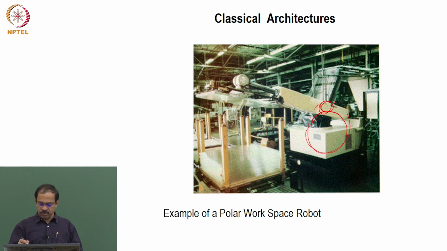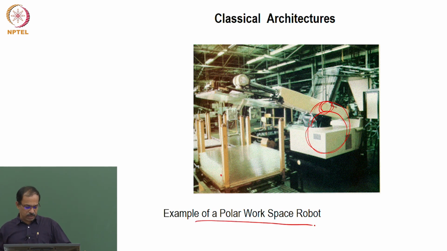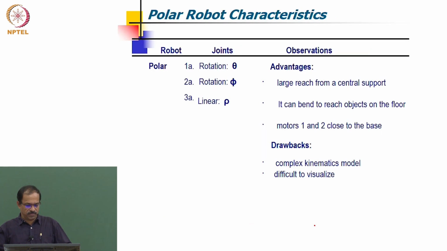That is one of the advantages of these robots. And since all the motors are somewhere at the base, you can actually have large payload also, because these motors need not carry the load of other joints. So this is one example for a polar workspace robot. Not very popular. You don't see many of them in the industry.